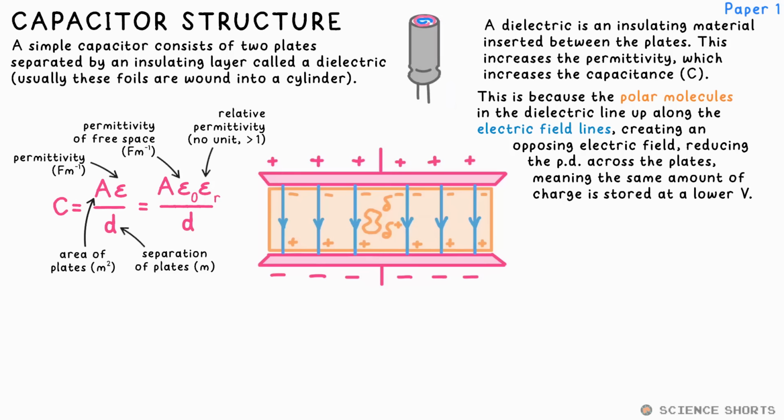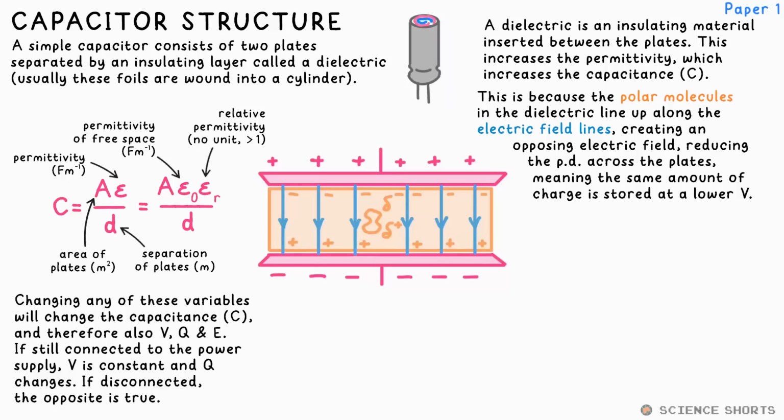We can represent them with just a little peanut shape with a delta plus and delta minus to show that they line up along these field lines. As a result, the edges of the dielectric will become charged oppositely to the plate it's nearest to. What's also happening is that these polar molecules are producing their own counter-electric field, therefore reducing the overall electric field between the plates and therefore lowering the PD needed to store the same charge.